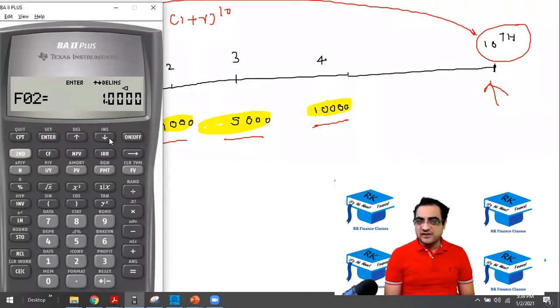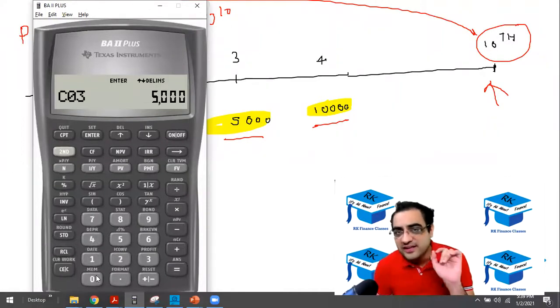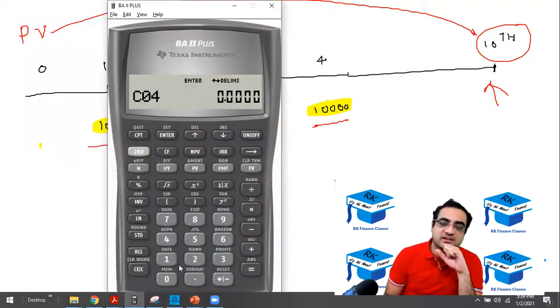Scroll down, ignore the frequency. Scroll down, year 3 is 5000, enter. When I'm doing it, if you don't get any step, just raise hand at that point only. 5000, enter. Scroll down, ignore the frequency. Scroll down, year 4, 10,000, enter.